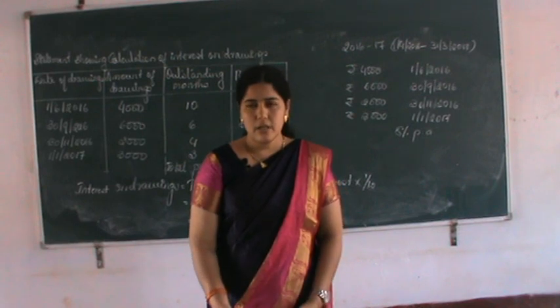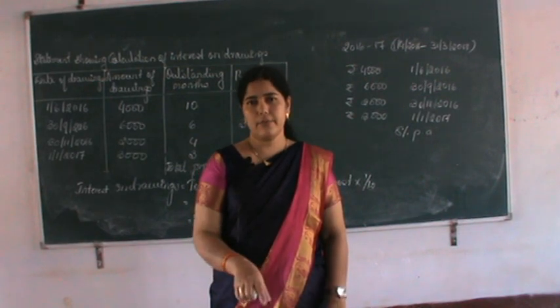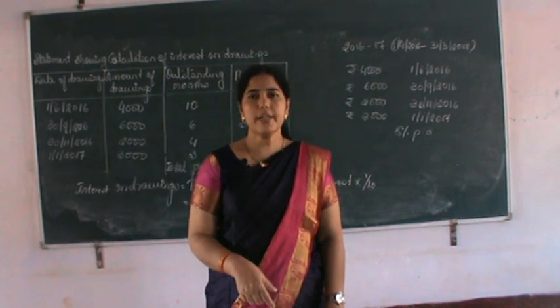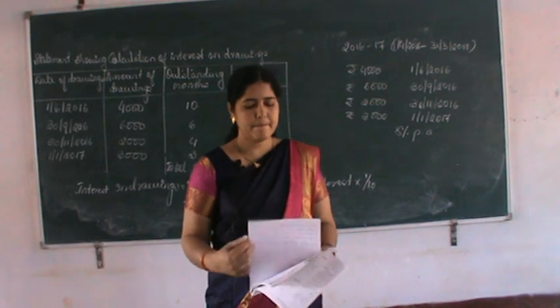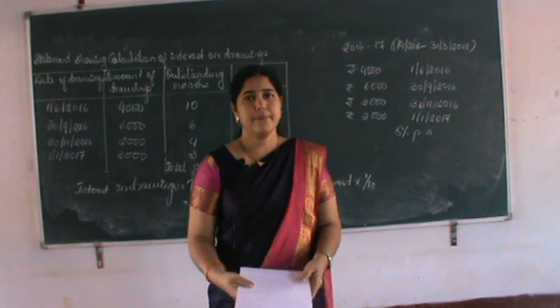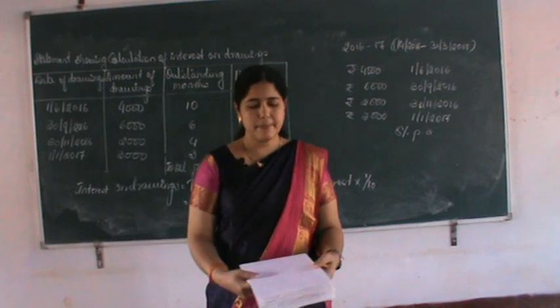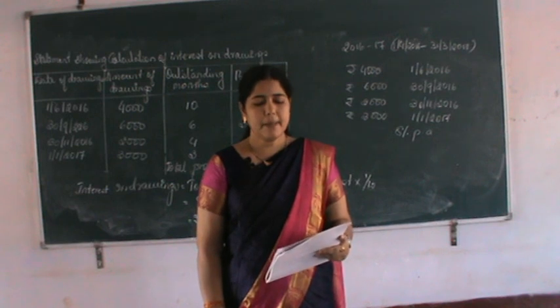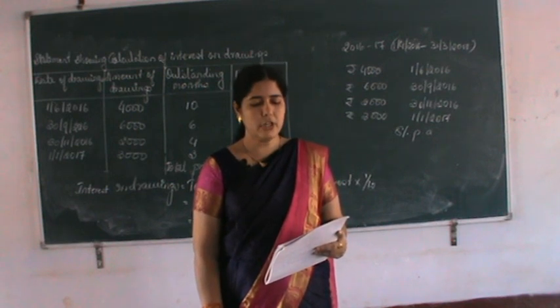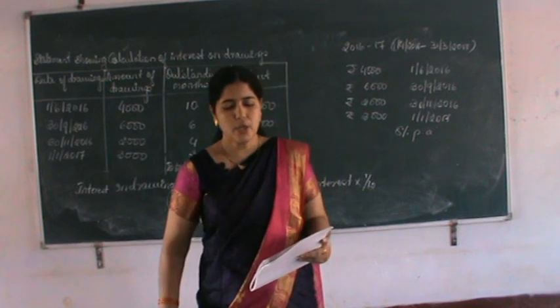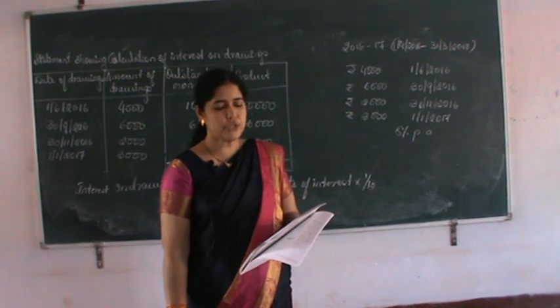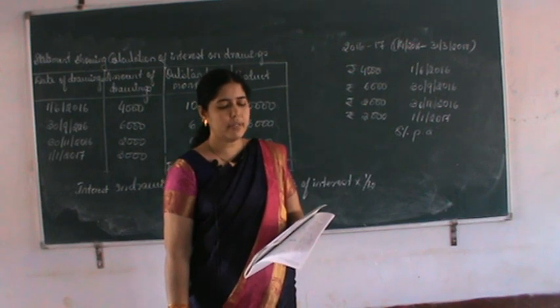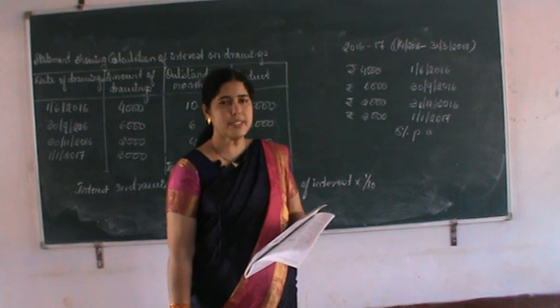Then, as you remember, under the calculation of interest on drawings, we had taken the first problem, that was Murthy and Patil. So in that problem, what was the problem there? Murthy and Patil are partners in a firm sharing profits and losses in the ratio of 3:2. Murthy withdrew rupees 4,000 quarterly at the beginning of each quarter. Calculate the interest on drawings at 9% per annum for the year ending 31st March 2017.